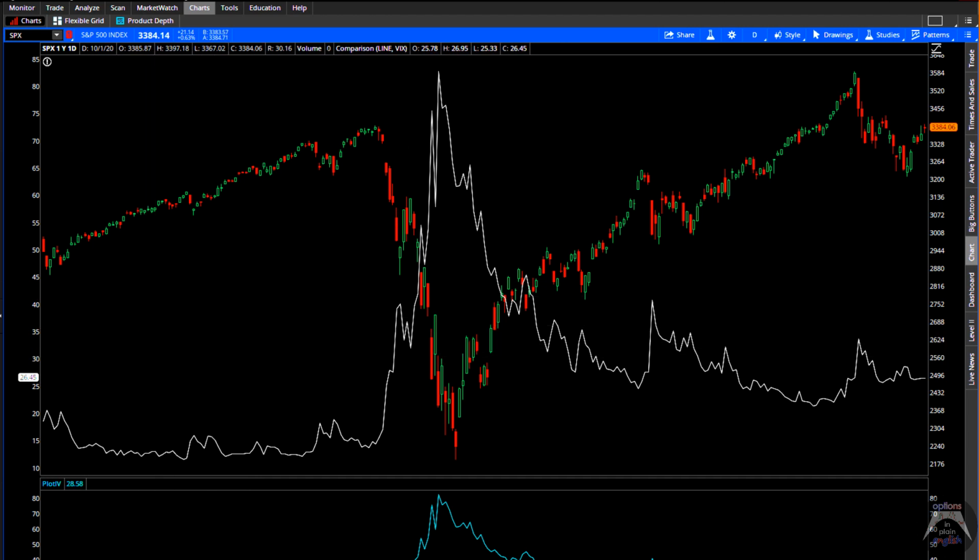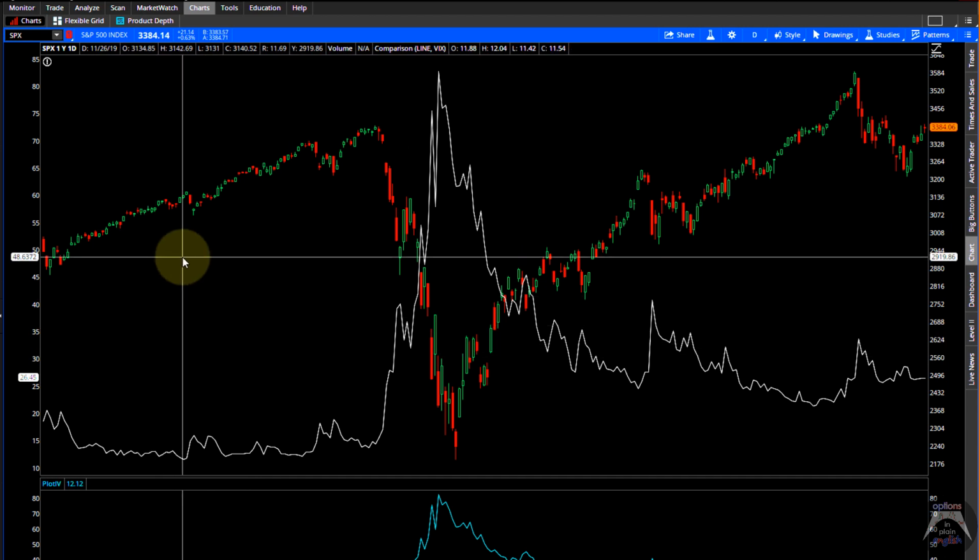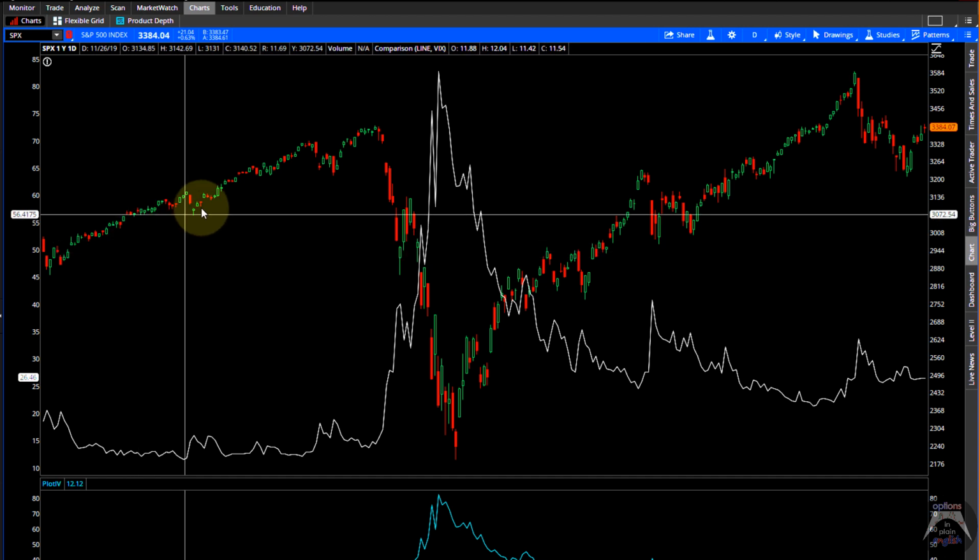Now we're going to come to the platform and we're going to talk about trading VIX and all the different details and nuances about trading VIX with futures, trading VIX with ETFs and ETNs, and also trading VIX with VIX options. And we're going to start by looking at a chart of the SPX.